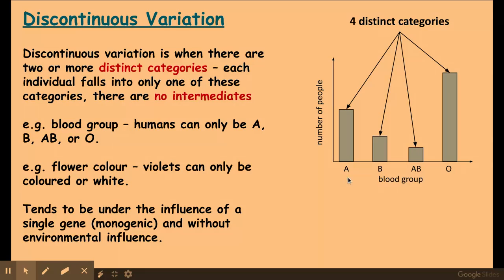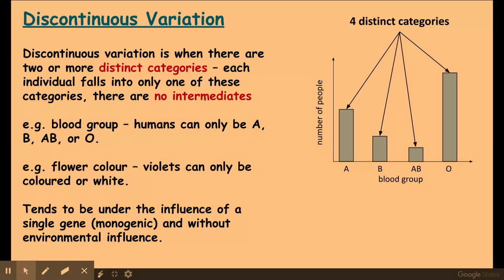So this is represented on a bar chart. The bars are not touching. It's not a histogram, it's a bar chart. And as you can see, I've got distinct categories. There are no intermediates. So for example, I can't be halfway between A, B, and O. I'm either A, B, or I'm O. There are very distinct categories and there are no intermediate values. Now, as mentioned before, this is determined by a single gene. It's monogenetic without any environmental influence on discontinuous variation.